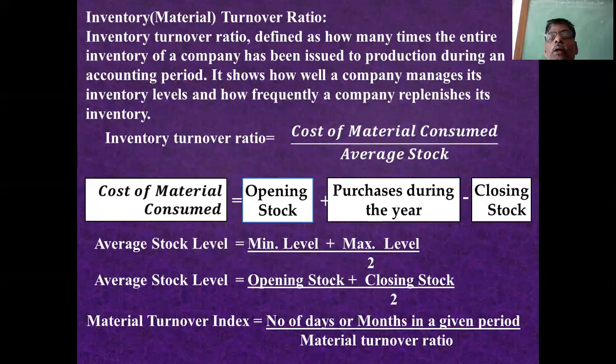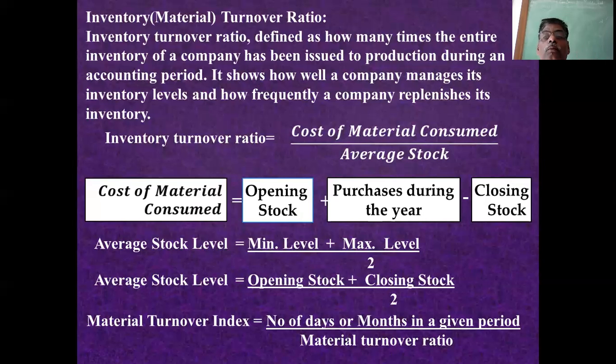I'll give you an example. Let us consider material consumed during the year is 10,000. Then average stock is 2,500. Then what is material turnover ratio? Material consumed is 10,000, average stock is 2,500. 10,000 divided by 2,500, answer is 4. Material turnover ratio is 4.